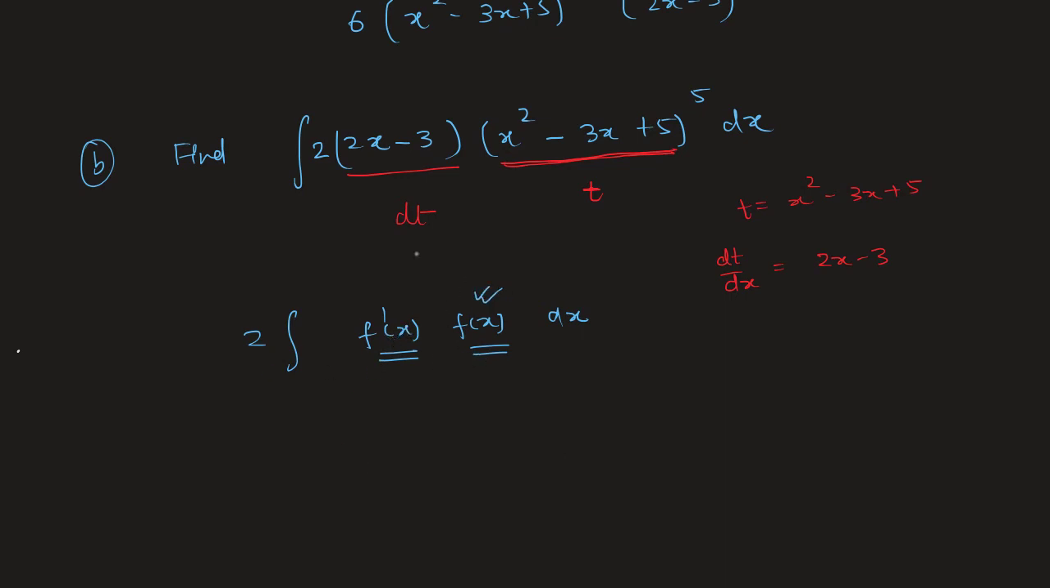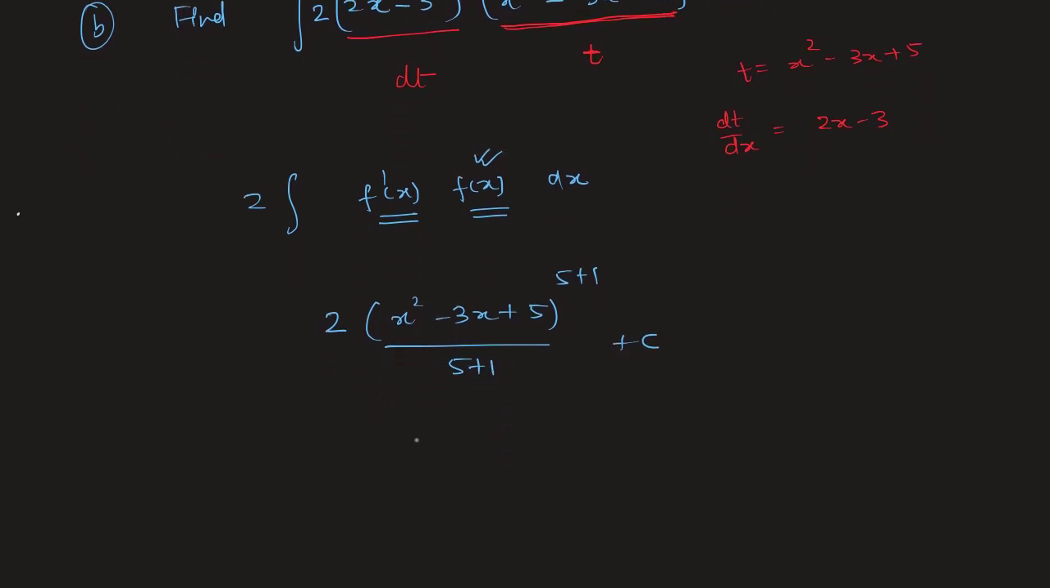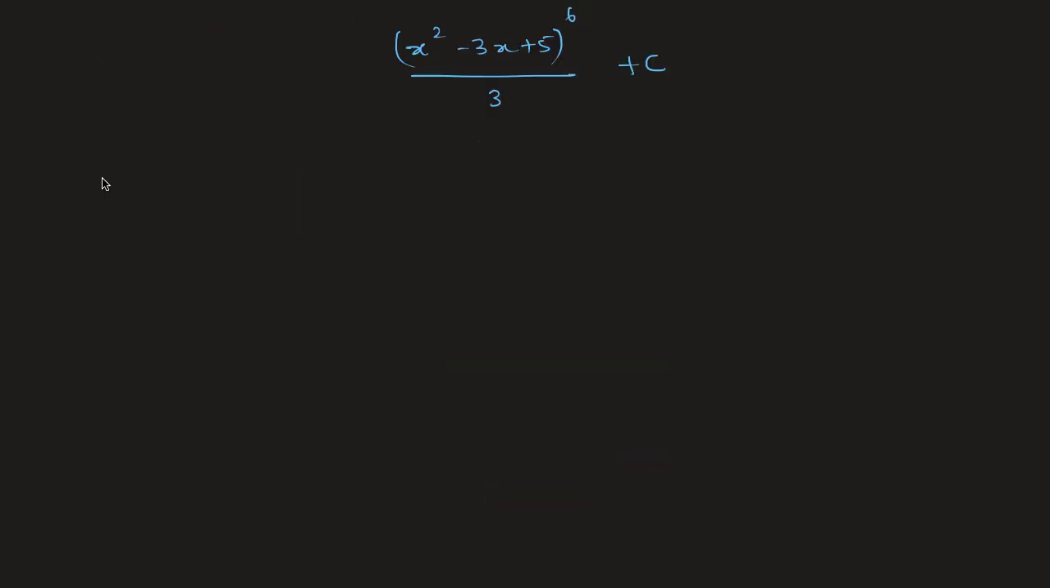Okay, so integration of this would be 2 outside, this would be (x square minus 3x plus 5) to the power 5 plus 1 whole divided by 5 plus 1 plus c. That's it. Now you can just simplify this part: (x square minus 3x plus 5) to the power 6 upon 3 plus c. Clear?